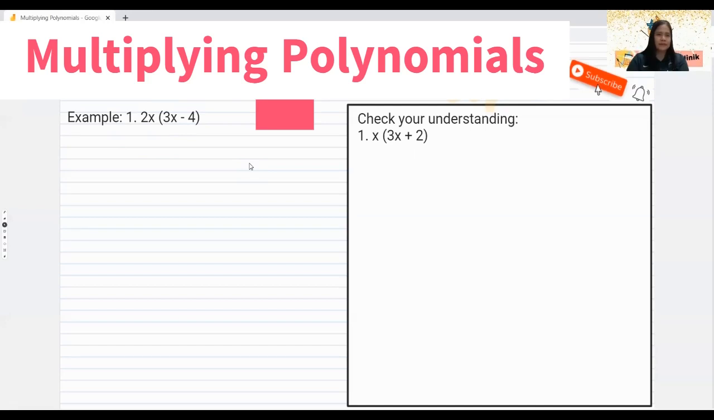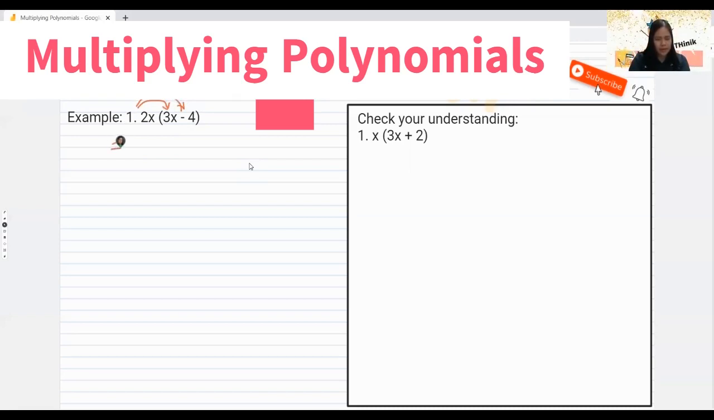In this kind of format, we can apply the distributive property. What is the distributive property? The rule in the distributive property is that if you have one term or two terms in the first group, we're going to distribute it to each term of the second group. So similarly, we'll distribute 2x to the first term and to the second term of the second group. So we have 2x times 3x.